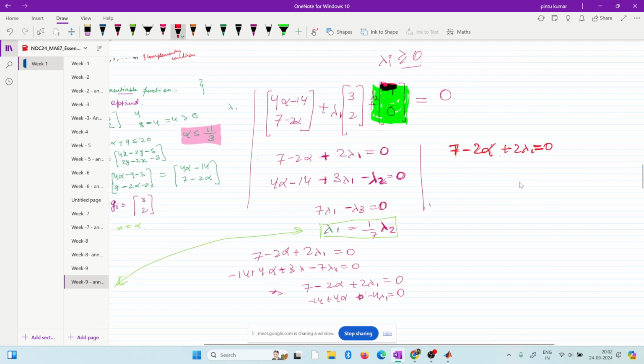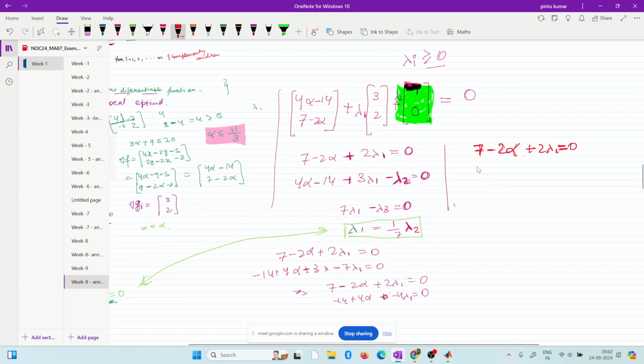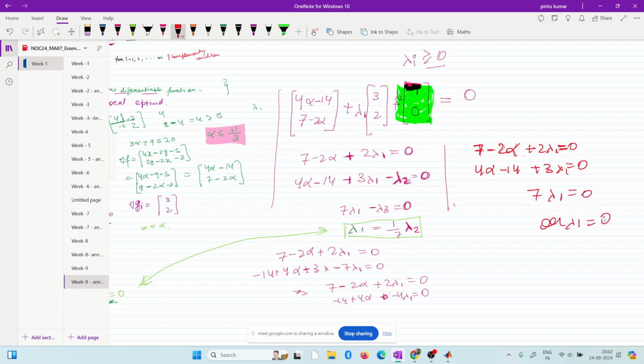Or, and the next condition is 4 alpha, right? And minus 14 plus 3 lambda 1 is equal to 0. Now you can just multiply it by 2 and add, and you will get 7 lambda 1 is equal to 0, or lambda 1 is equal to 0.